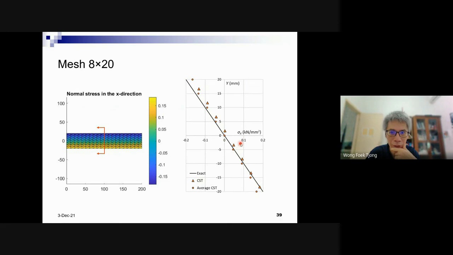This is sigma x only. We don't have sigma y and tau xy, because theoretically sigma y and tau xy should be 0, but in finite element there is error. So sigma y and tau xy are not 0 because of the error. So it doesn't give the exact solution for this problem.